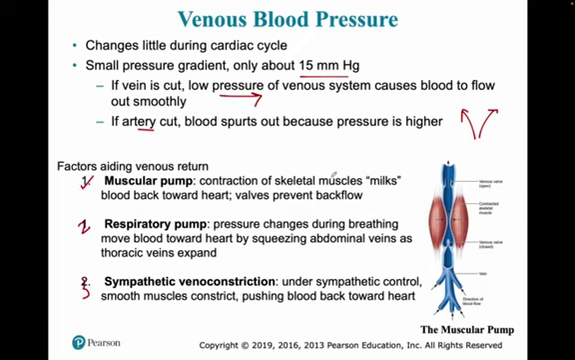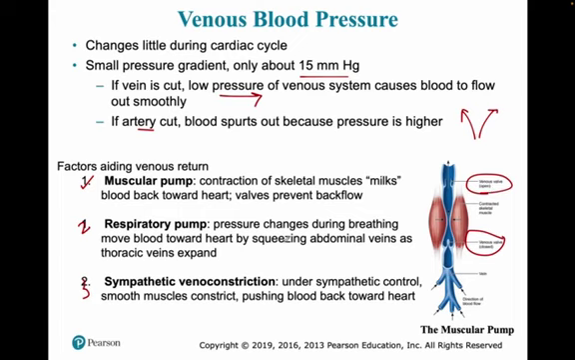So the muscular pump is basically contraction of the skeletal muscle, because veins or any vessels are within the muscles, right? So the muscle itself contracts, milking the blood through the veins. And veins also have valves. Once the blood passes, the valves close, preventing backflow.